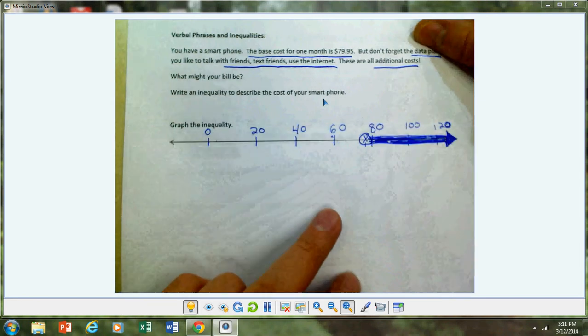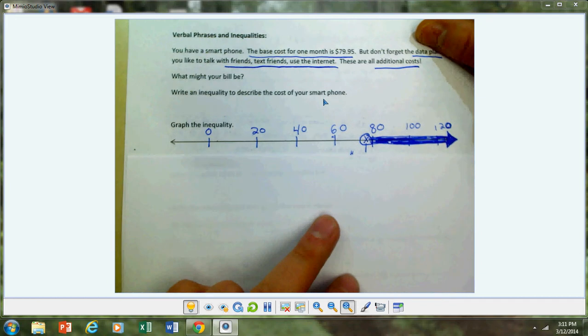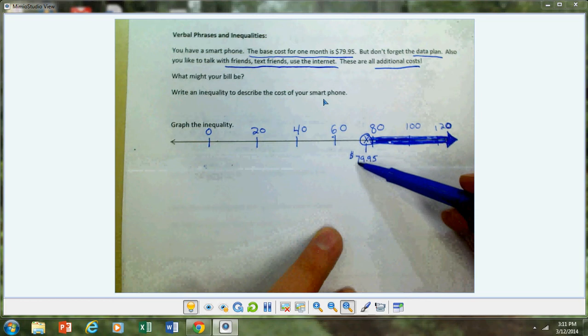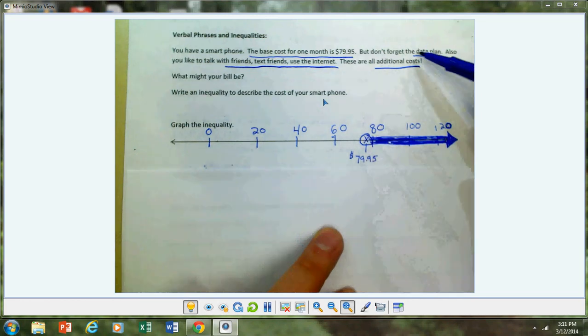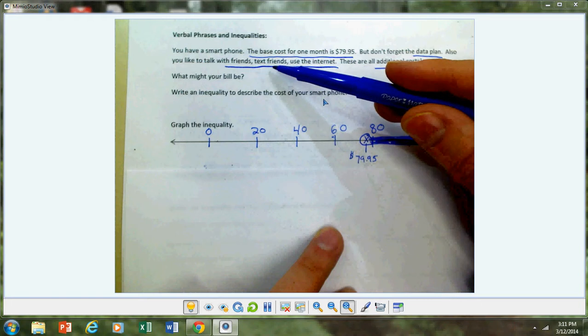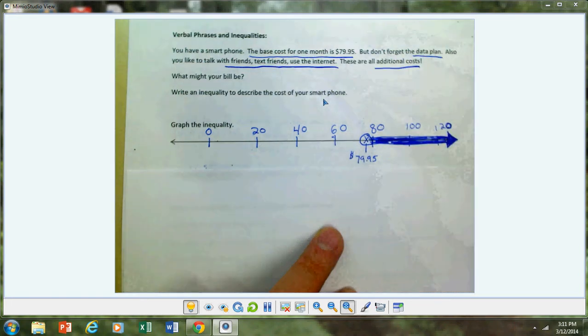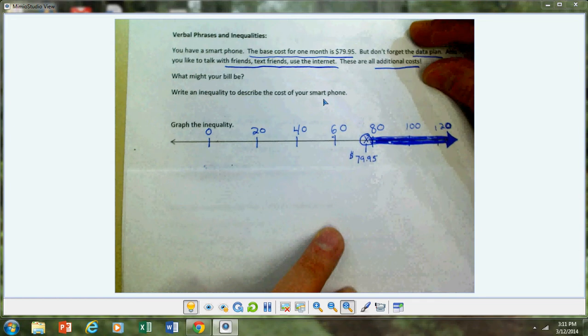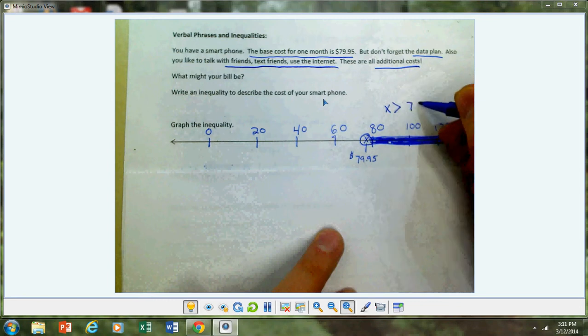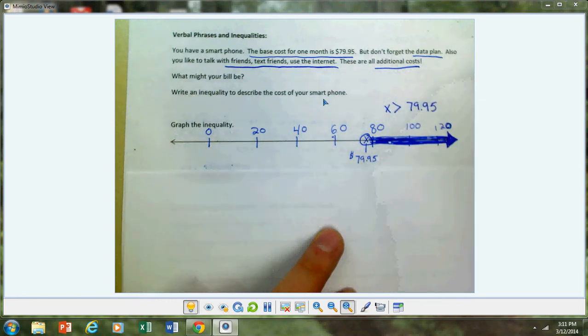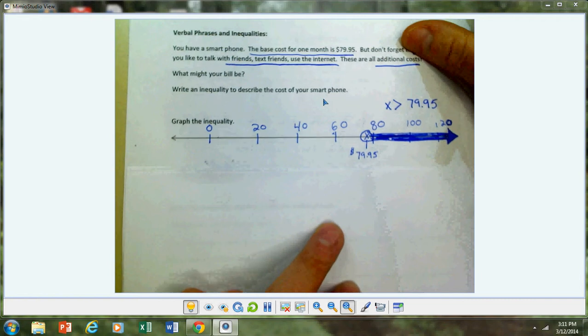If you look, our inequality should be here. Our base cost is $79.95. It's an open circle because we know it's going to be greater than, because the data plan, friends, texting, and internet are all additional. So we know it's greater than $79.95. So x is greater than $79.95.